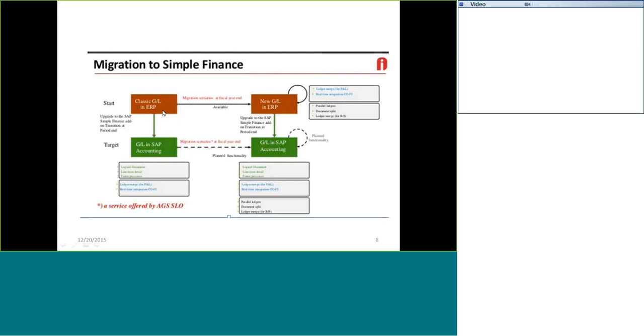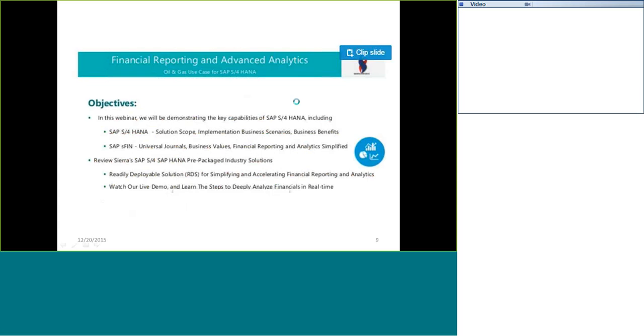So the old data will migrate to the new GL data. Next, financial reporting and advanced analysis. See here, from the ECC point of view, we have two-level conditions as enterprise structures and industrial structures.